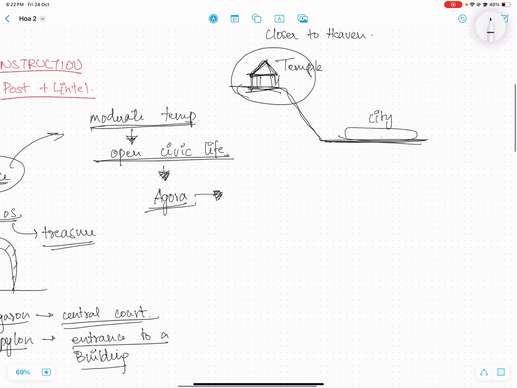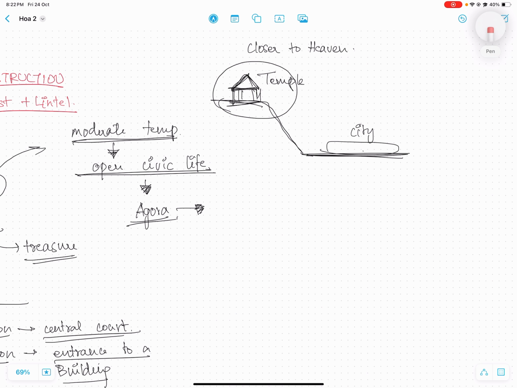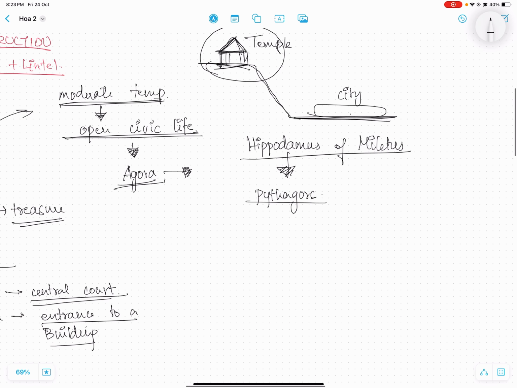And most of the city planning was done by a person called Hippodamus of Miletus, and he was the disciple of Pythagoras. Okay, so we have the basics of Greek architecture now.